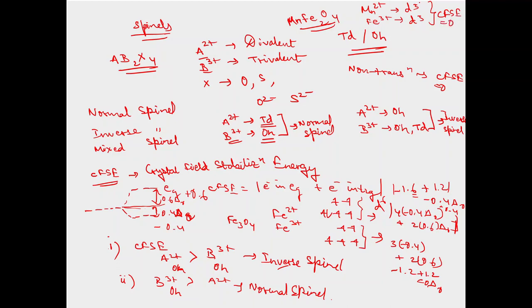Now how will we compare these complexes? Since manganese 2 plus and iron 3 plus have a comparable size, we can't differentiate on the basis of size either, and we will have a mixed spinel structure.